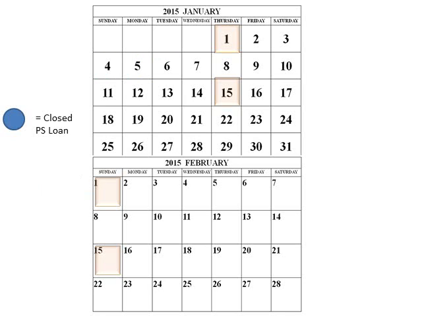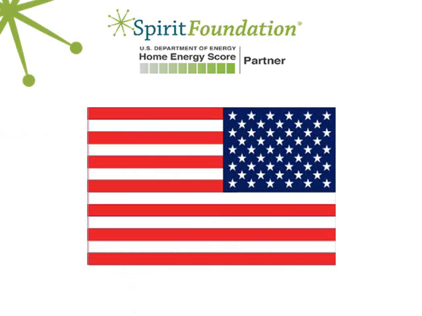We can take a look at another scenario. Let's say on the 22nd, the 23rd, and the 26th of January 2015, you had a closed Power Saver loan. That means that on February 15th, you would receive your compensation. That wraps it up for the processes and procedures and how to use Zoho CRM as a Spirit promoter.